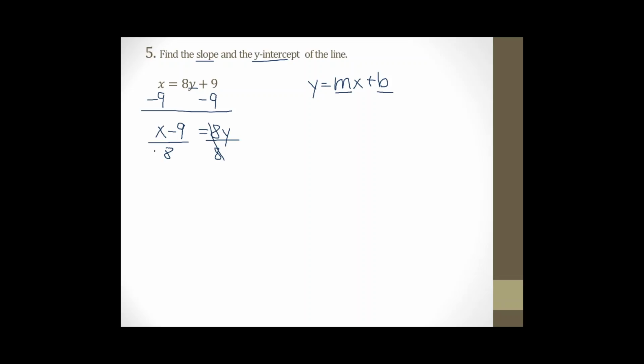And now I'm going to reverse it. I'm going to start with my y. So y is by itself now. And that is equal to, and I can also make it a little bit nicer and split it up, 9 over 8.